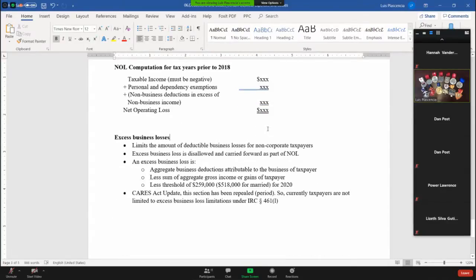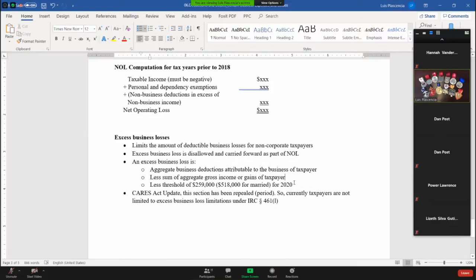So here's how an excess business loss was defined. It used to be defined as any aggregate business deductions attributed to business. Again, that's for step one, as I did before. And then this is your step one, your step two. So that's what we're doing there. And then we have any losses. And you're combining different entities as well, different activities. So that's why we're adding them in 3 different levels.